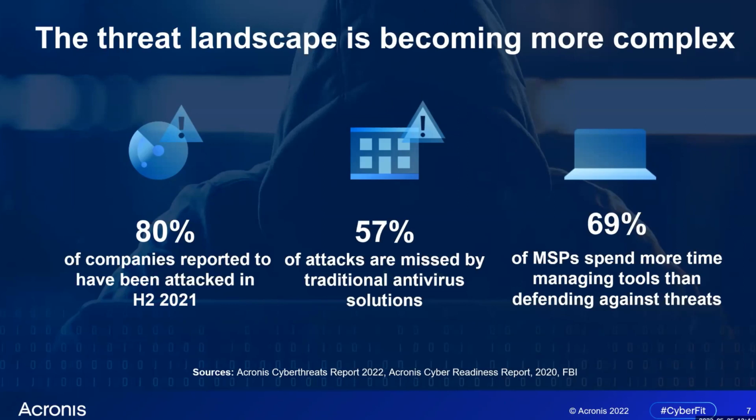When I say endpoint, I mean devices that can access networks such as laptops, desktops, mobile devices, IoT, and so many more. As more and more employees work from home, these endpoints are at increased risk and data becomes more difficult to control. Another example is that 57% of attacks are missed by traditional antivirus solutions. Why? Because cyber criminals continuously keep developing new threats and sophisticated methods to exploit systems.